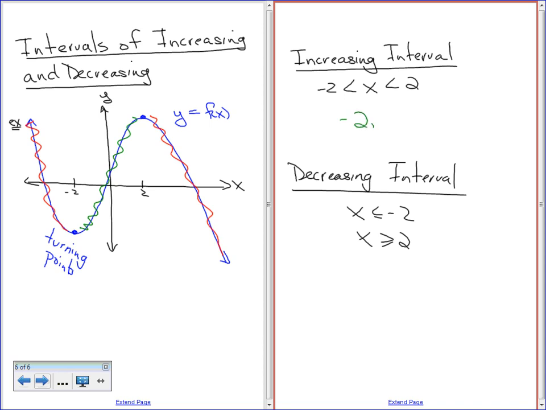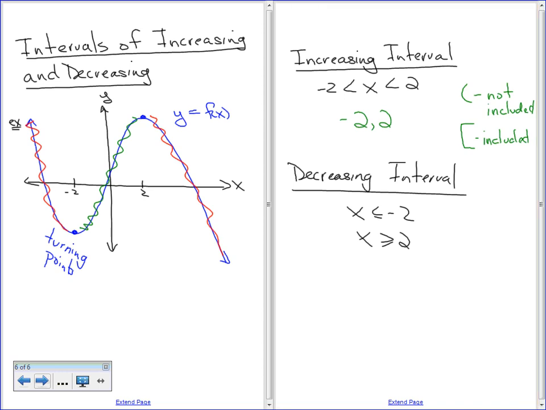From -2 to 2, and then I have to put brackets around it. So the brackets that I use are a round bracket if I don't want to include those numbers, and I use a square bracket if I want to include that number. In this case, I want the numbers between -2 and 2, but I don't want to include them. So I would write that interval like that.